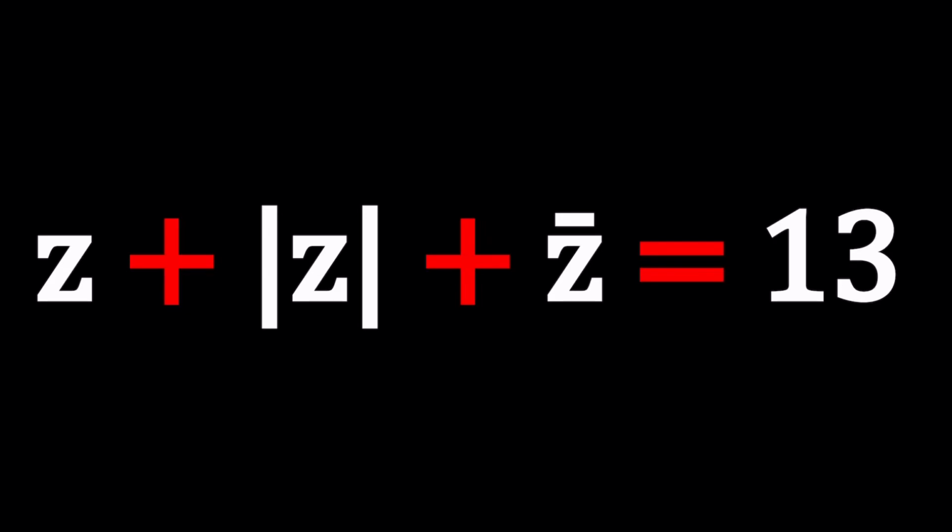This channel is all about complex numbers, and in this video we're going to be solving a nice equation with complex numbers. It's a nice equation because it contains pretty much everything. We have the z, we have the complex conjugate of z, and the absolute value, or the modulus, right? So it's kind of like a mixed equation.